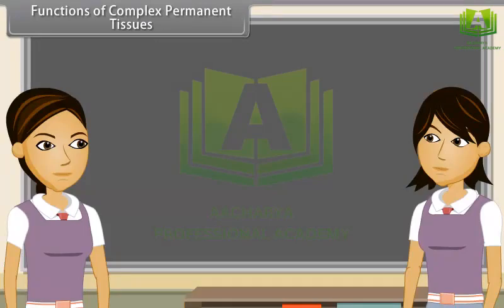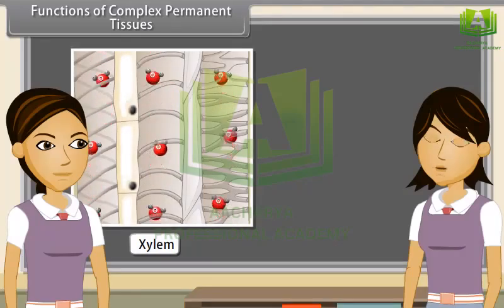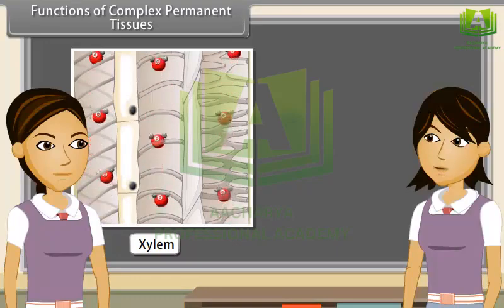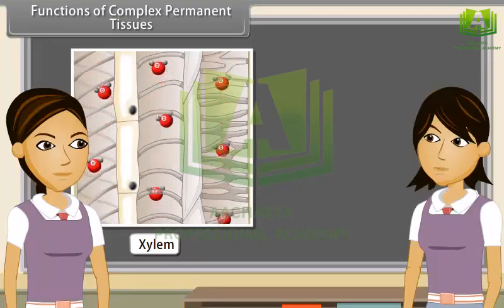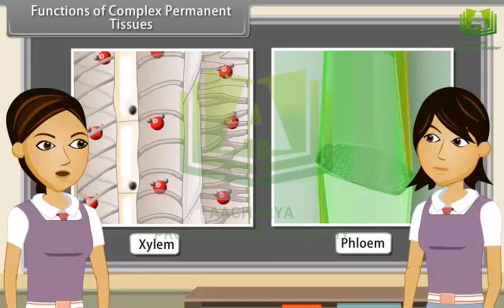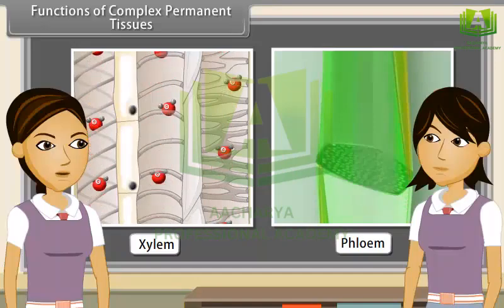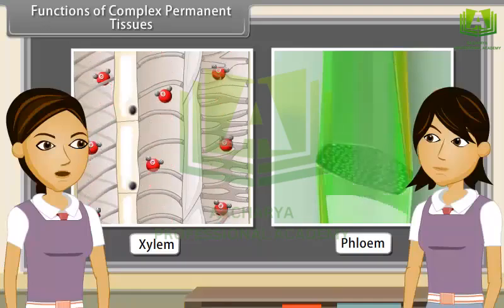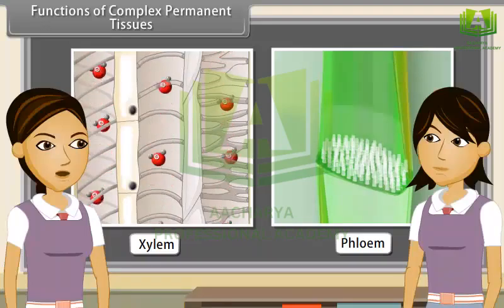Functions of complex permanent tissues. The main function of xylem is to carry water and mineral salts upwards from root to different parts of the shoots. Phloem transports photosynthetically prepared food materials from the leaves to storage organs, and later from storage organs to the growing regions of the plant body.